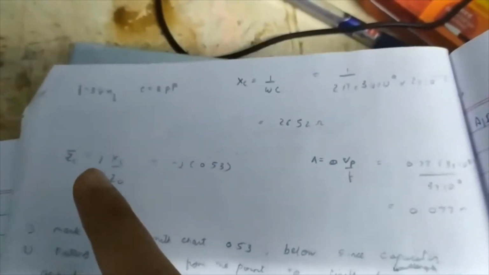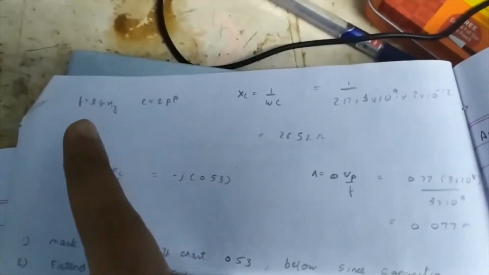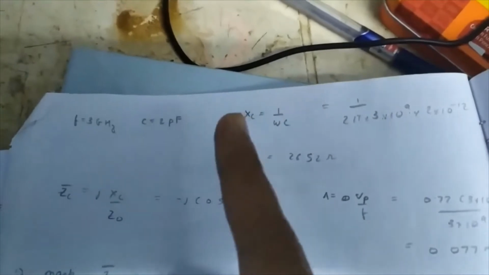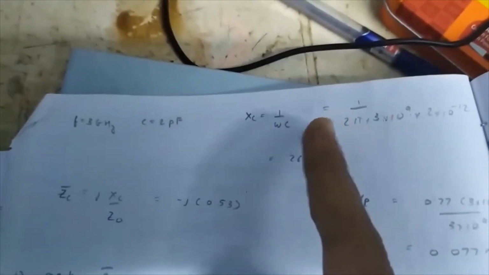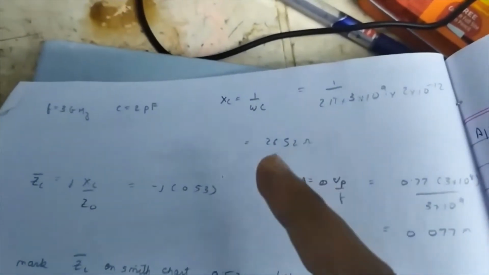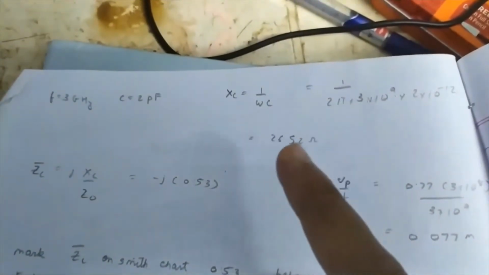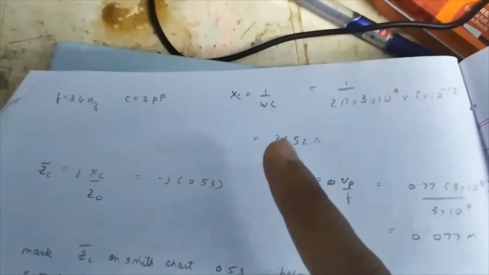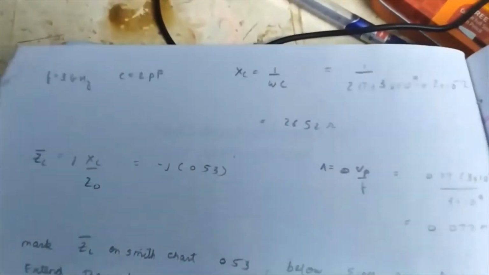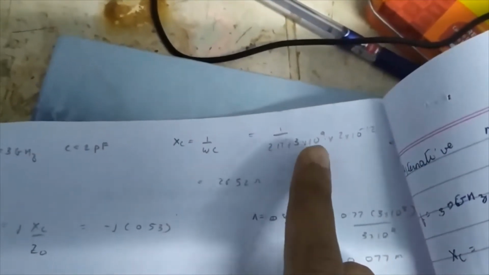So first we have to find the impedance due to the capacitor. C is 2 picofarad, F is 3 GHz, and XC is 1 by omega C. We know the frequency, not the speed, which is 3 into 10 power 9, and we get the impedance as 26.52 ohm.